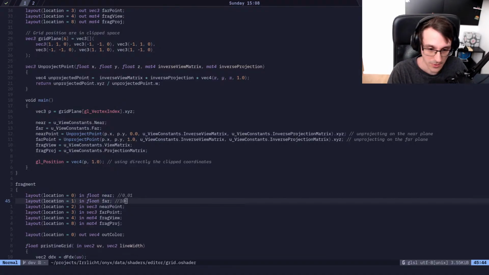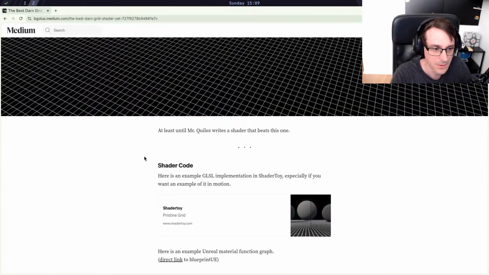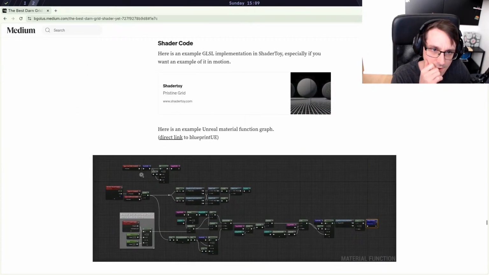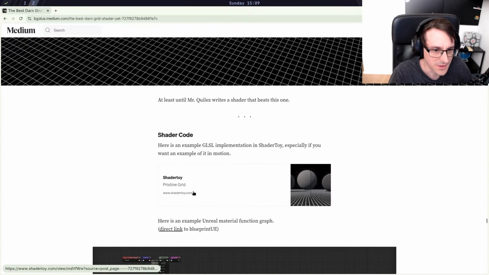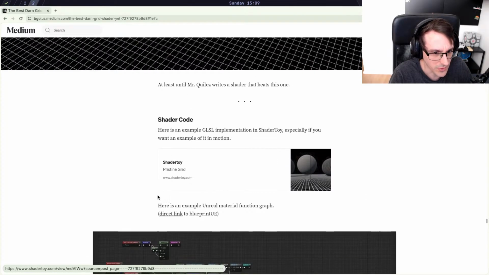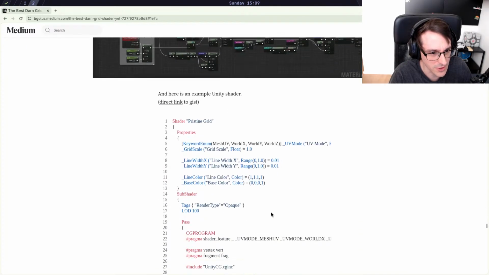All right, welcome. Let's get right into it, I guess. I did a little bit of research, and yeah, I think we can get the grid shader better today. Because the Shadertoy version seems to work on Shadertoy, but it's not really what he implemented for Unreal and Unity.